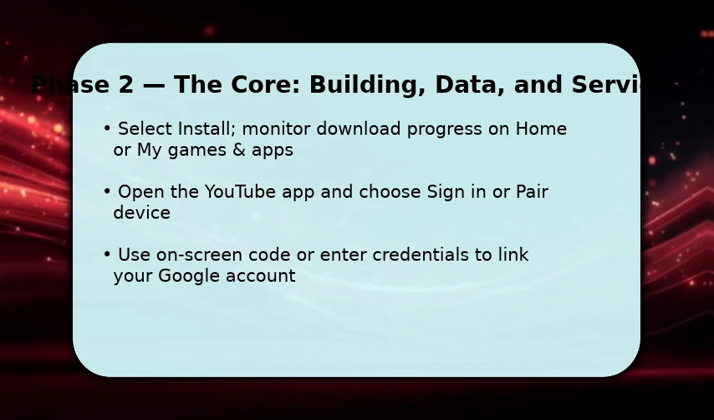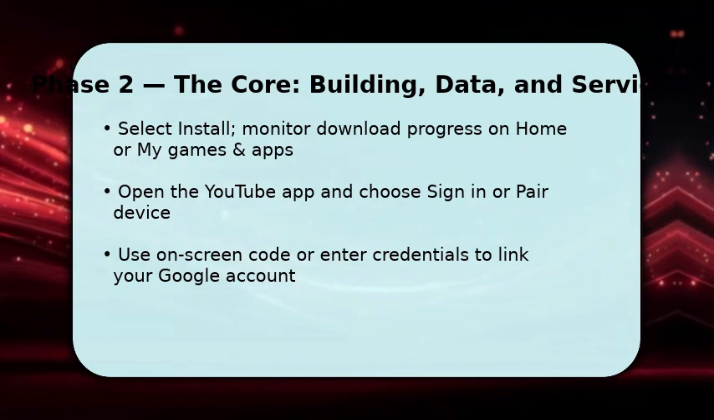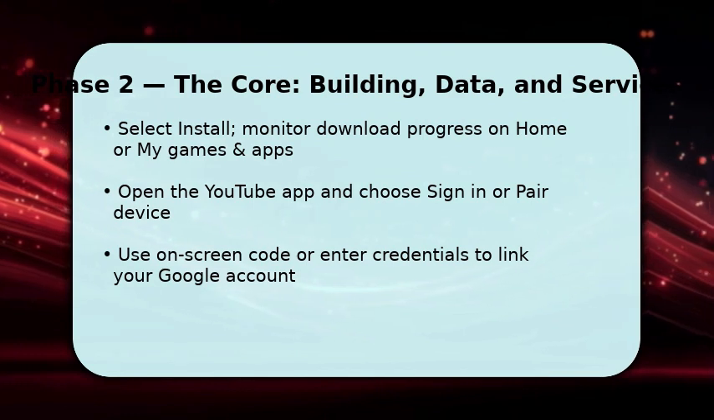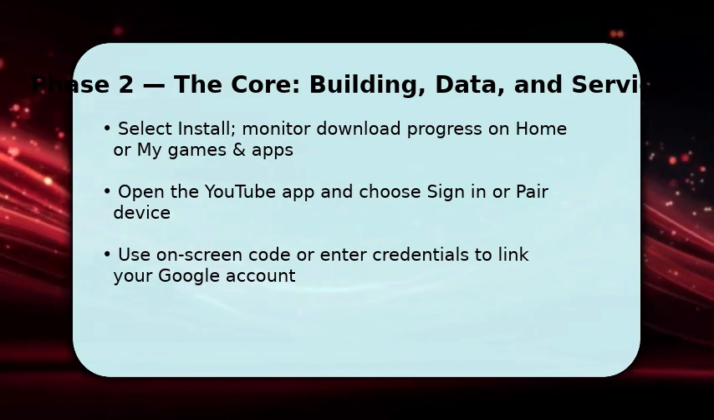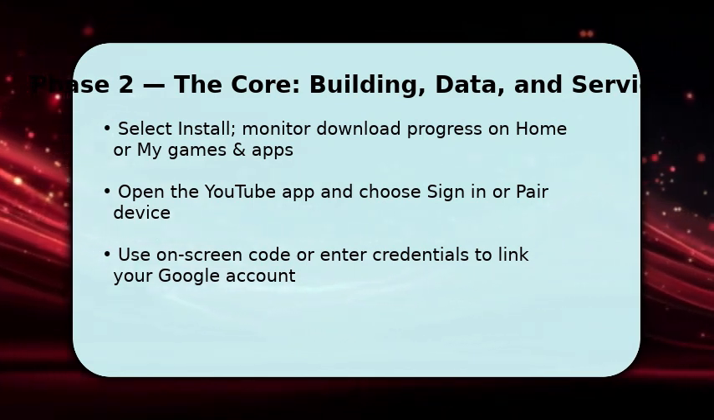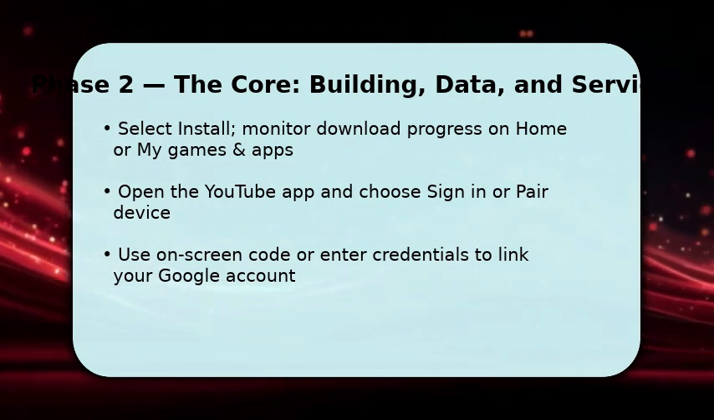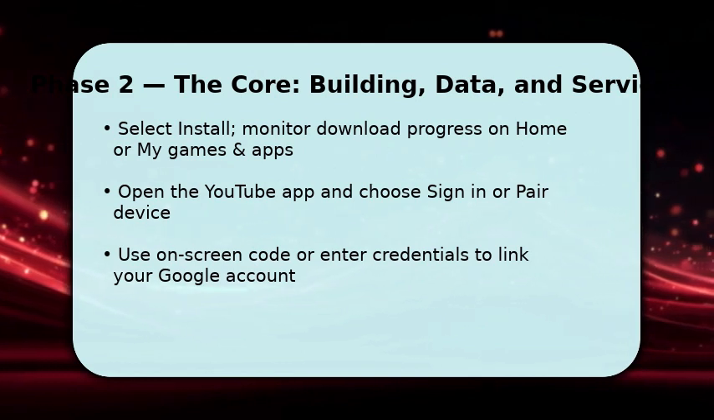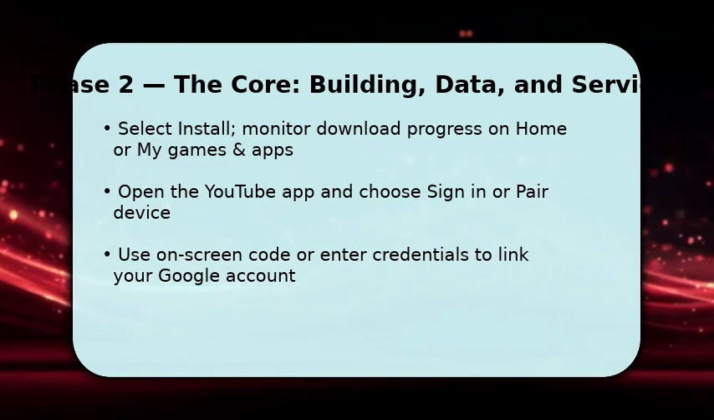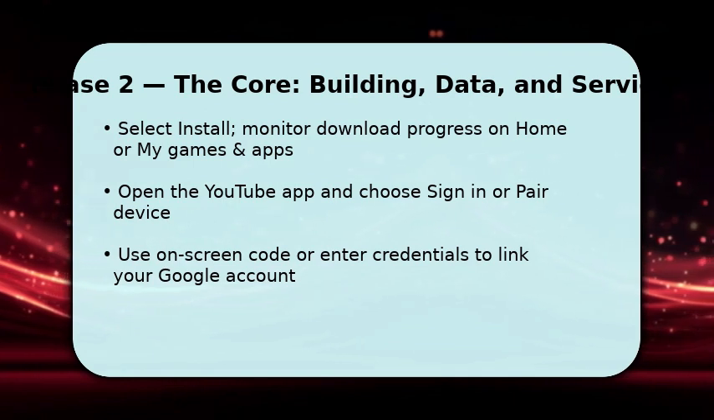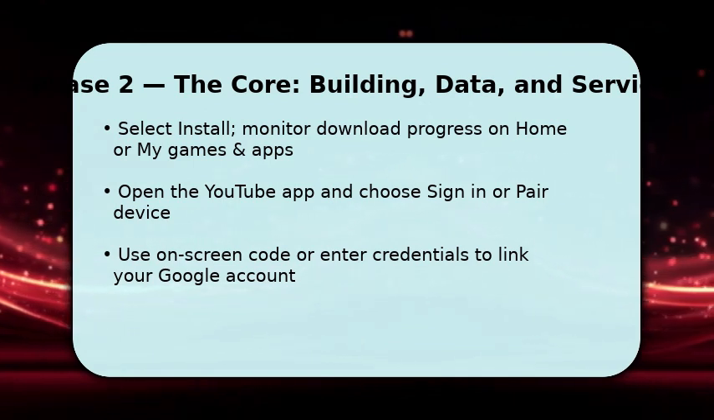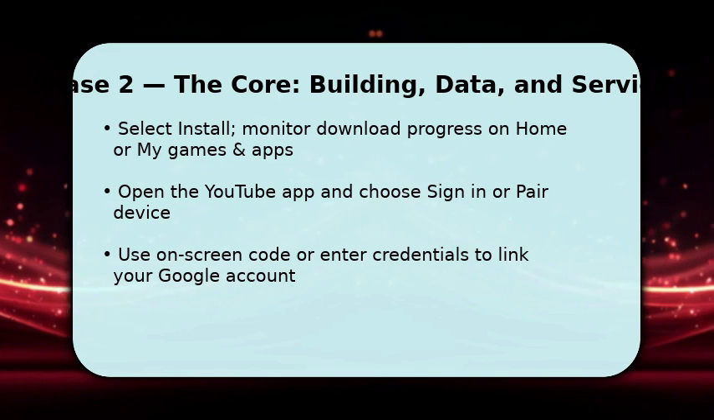When you choose Sign In, you can either enter your Google credentials on the console or use the Pair Device option, which is faster and avoids typing. If you use a phone or PC, go to YouTube.com/activate and enter the code shown. This links your subscriptions and history. Make sure to allow permissions for personalized recommendations and voice search if you want hands-free control and synced playlists.